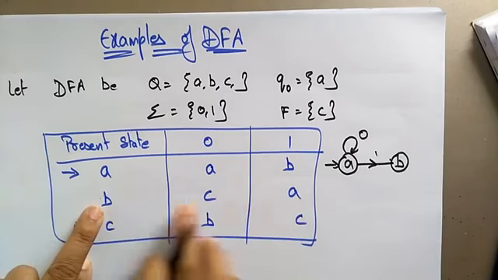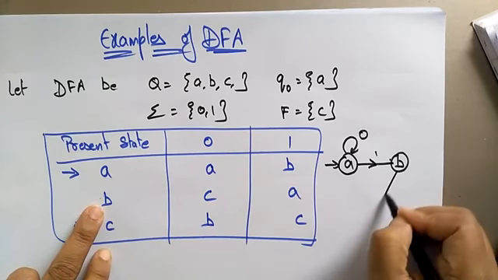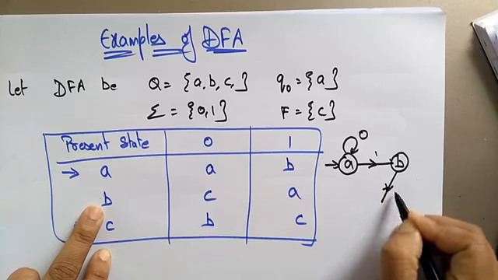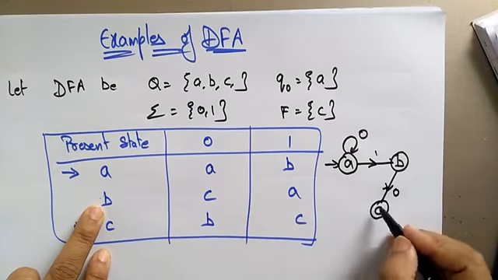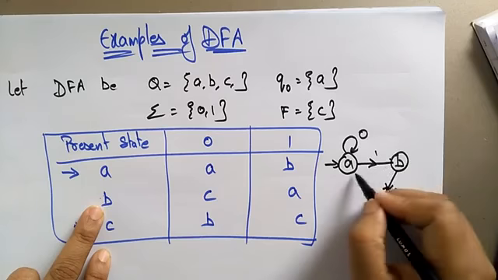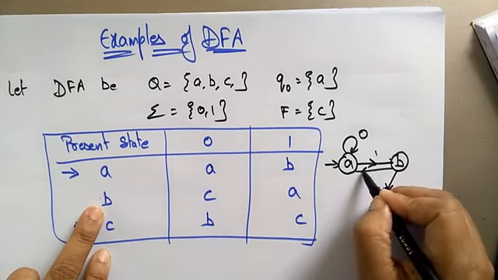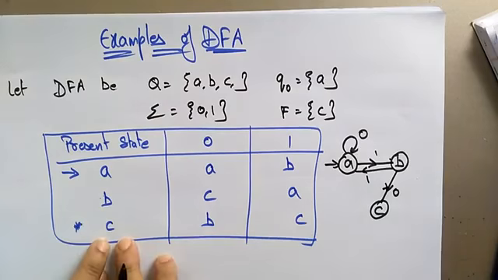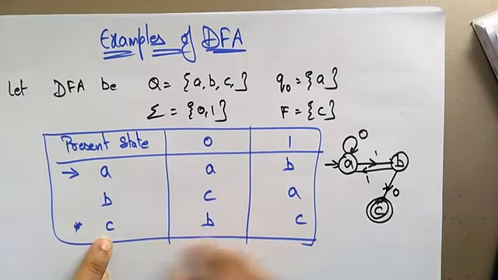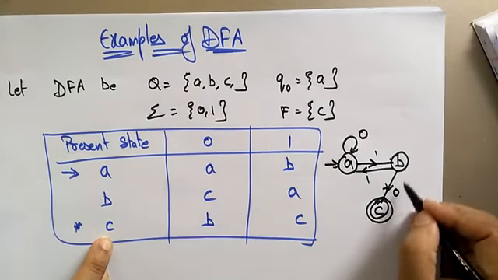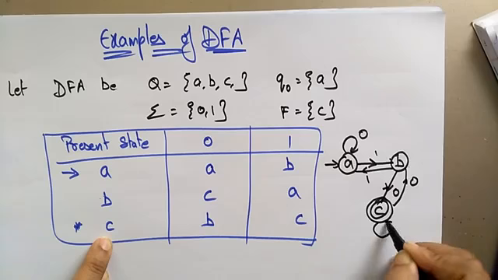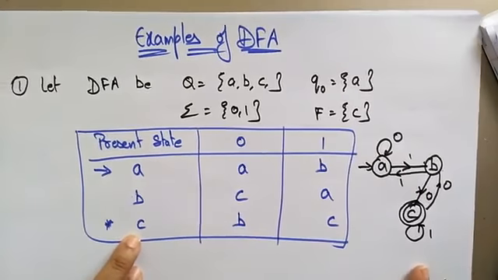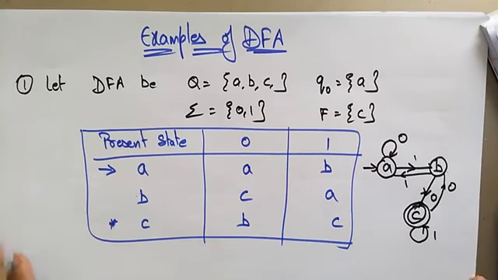Now coming to B. B on 0 goes to C. B on 1 goes to A. Now coming to C. C is the final state. C on 0 goes to B, and C on 1 goes to C itself. So this is the state transition diagram for the given table.